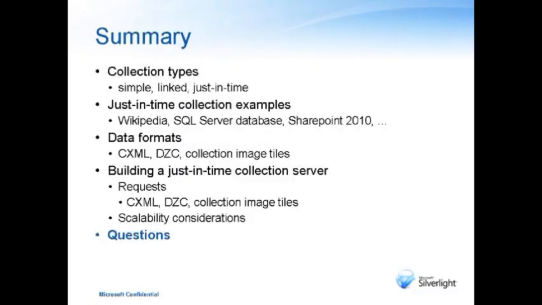So just to summarize, we looked at different types of collections, why you might want to use a simple or a linked or a just-in-time collection server. Showed you some examples of reasons to do this: Wikipedia, SQL Server, SharePoint, Twitter perhaps, and the OData formats. Dug a bit further into CXML and DZC and the way collection tiles are laid out. And then the type of requests that you need to respond to build a just-in-time collection server, and how you actually respond to those requests for CXMLs, DZCs, image tiles. And lastly, looked at things to do with scalability, some options to consider.